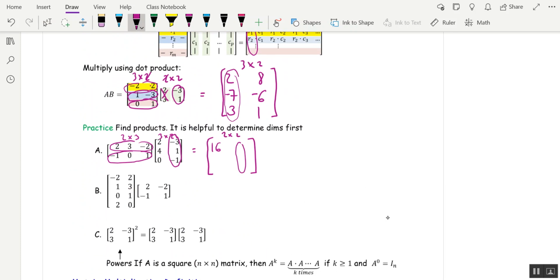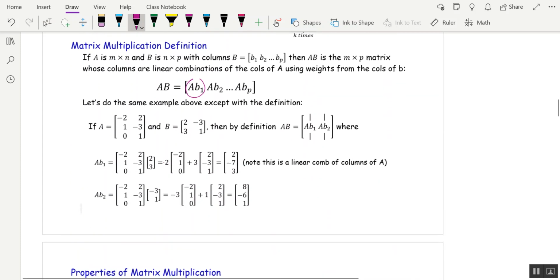That we got using the regular good old dot product. And then the second column of the product is A times the second column of B. And then my weights are negative 3 and 1. So I take the columns of A and weight with those weights, add together, and I get what I got before. So it's important to know that the product has columns which are linear combinations of the columns of A. But it's not important to be able to do matrix multiplication this way, because you're actually not going to do it this way. You're going to do it like we did at the top.